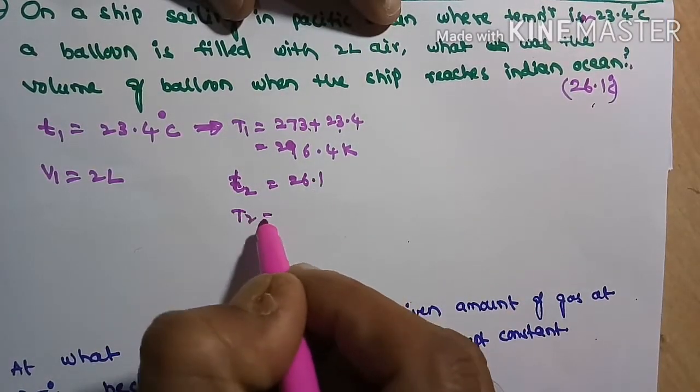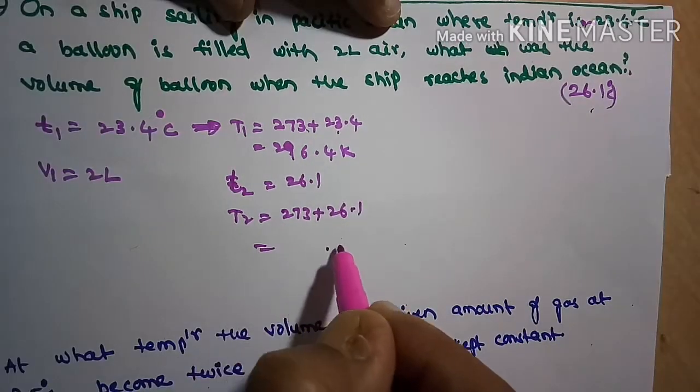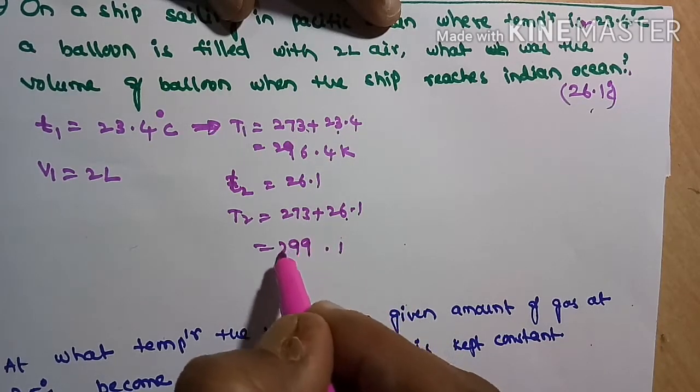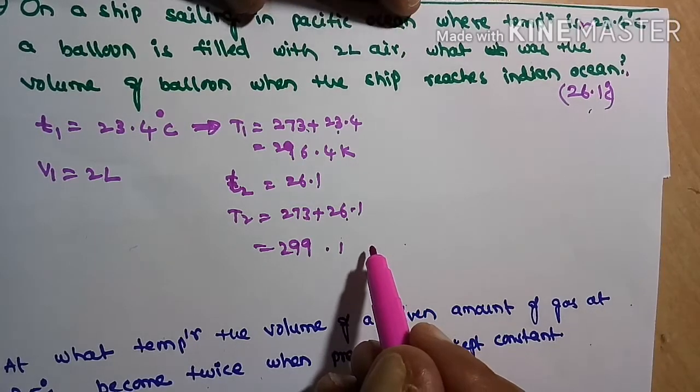Capital T2 is equal to 273 plus 26.1, which is 299.1 Kelvin. This is the temperature.